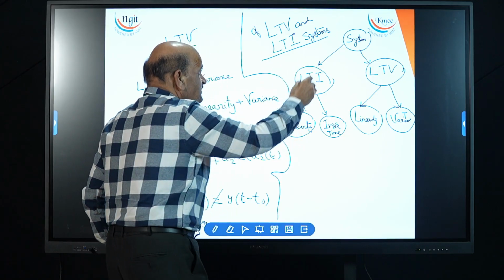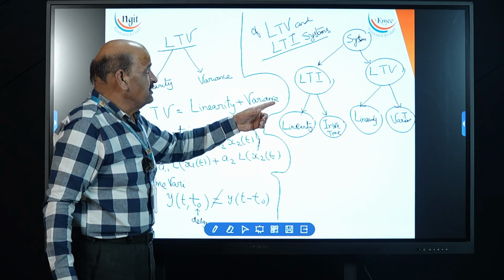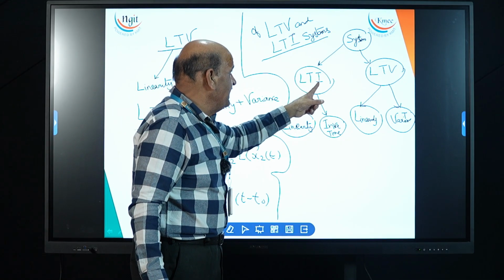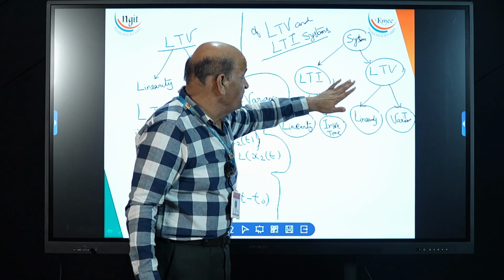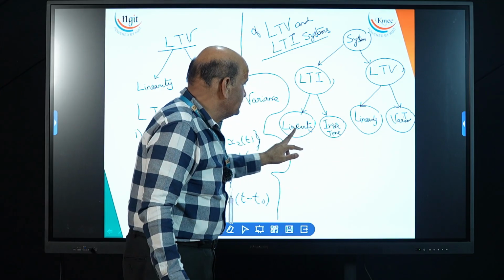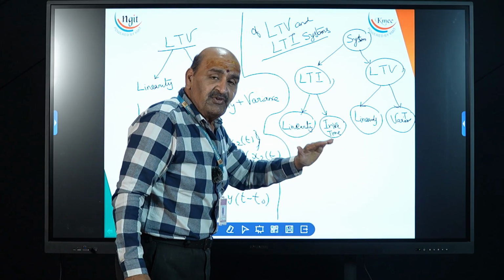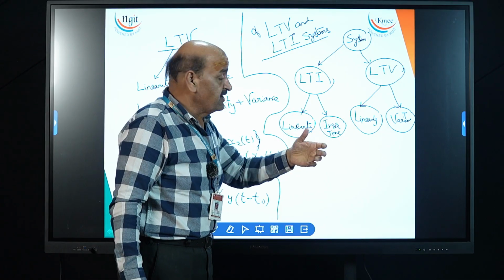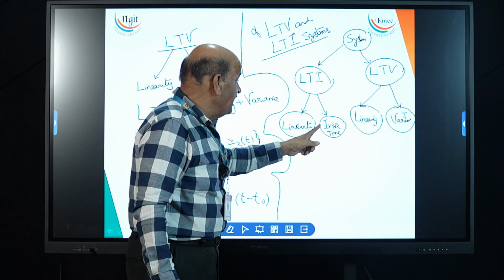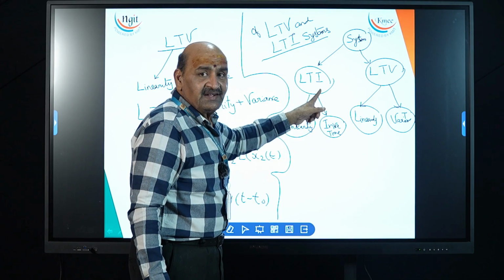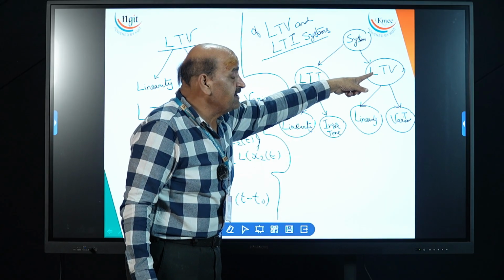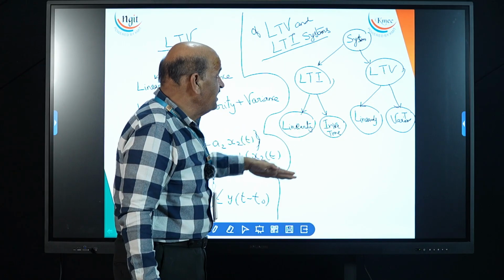Now look at how the classification goes. Systems can be LTI, invariant, or LTV, variant. Whether it is LTI or LTV, we have to verify these two conditions. What are these two conditions? The linearity principle and whether it is variant or invariant. If it is invariant along with linearity, it is linear time invariant. If it is time variant along with linearity, that is called a linear time variant system. These two are very important.